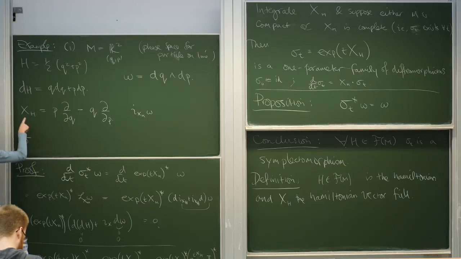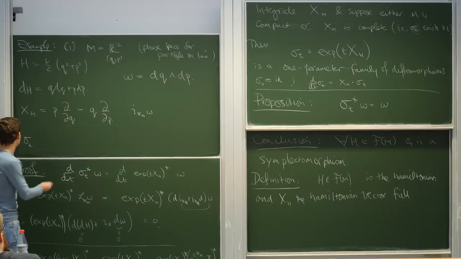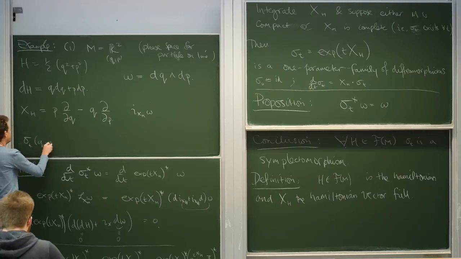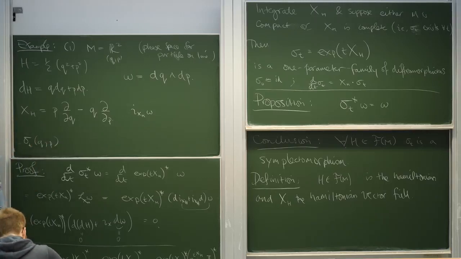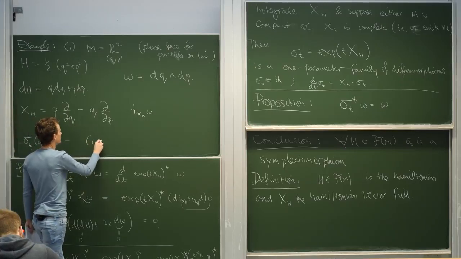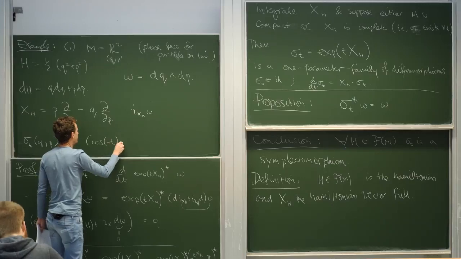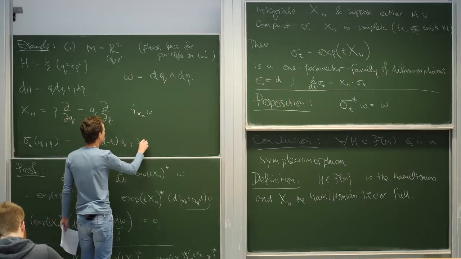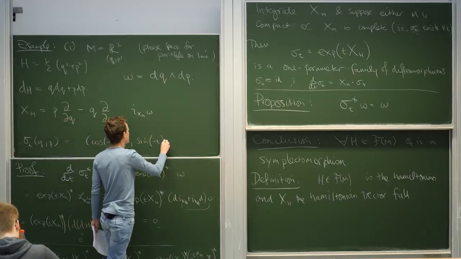And you can integrate this vector field. You know it's the harmonic oscillator, you know what the flow already looks like. If you have some point in phase space, q, p, under this vector field here, the flow is cos of minus t q, sine of minus t p.